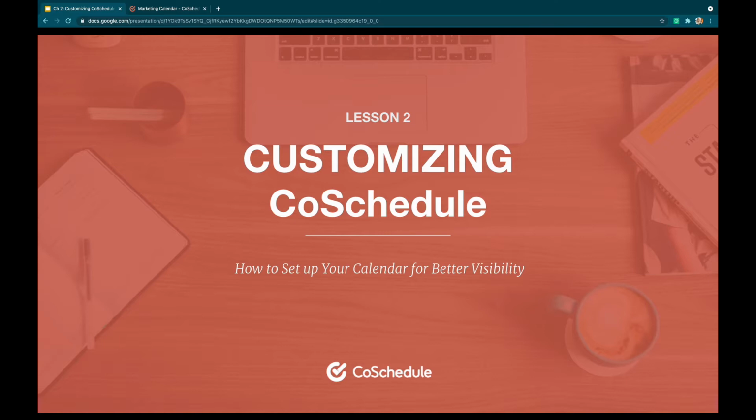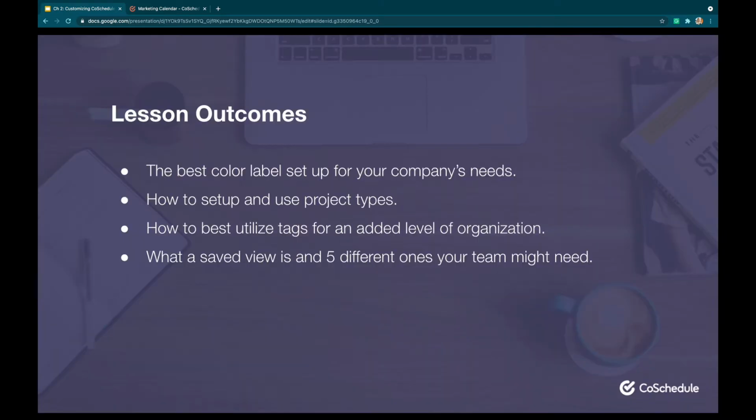In this lesson, you're going to learn a little bit how to customize CoSchedule in order to set your calendar up for better visibility. You'll learn how to set up color labels and make them work for your company's needs, how to use project types, how to use tags to add an additional level of organization to your calendar, and what a saved view is, as well as review examples of different saved views that you can use that work for most companies.